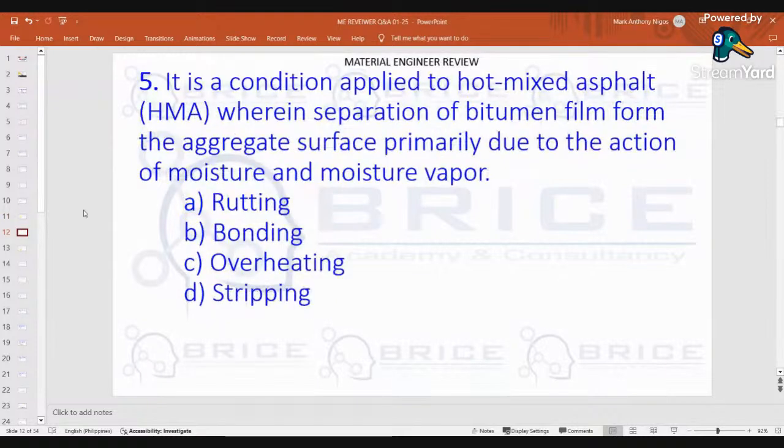Number 5. The condition applied to hot mix asphalt or HMA, wherein separation of bitumen film from the aggregate surface is primarily due to the action of moisture and moisture vapor. A. Rotting. B. Bonding. C. Overheating. D. Stripping. The answer is stripping.